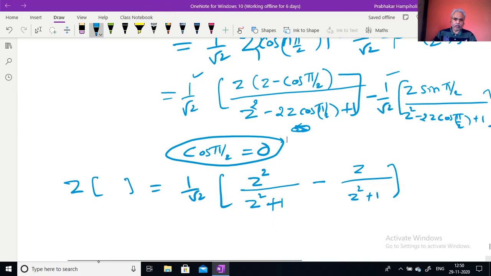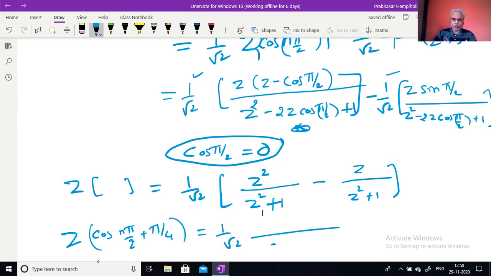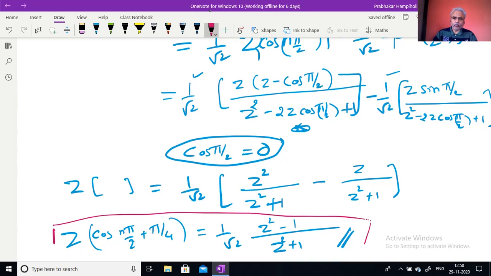They look like this. The Z transformation of cos(nπ/2 + π/4), at last, is 1/√2 times the common denominator, with numerator Z² − Z. This is the final answer. So why not try the Z transformation of sin(nπ/2 + π/4)? Very similarly, you try this without fail.